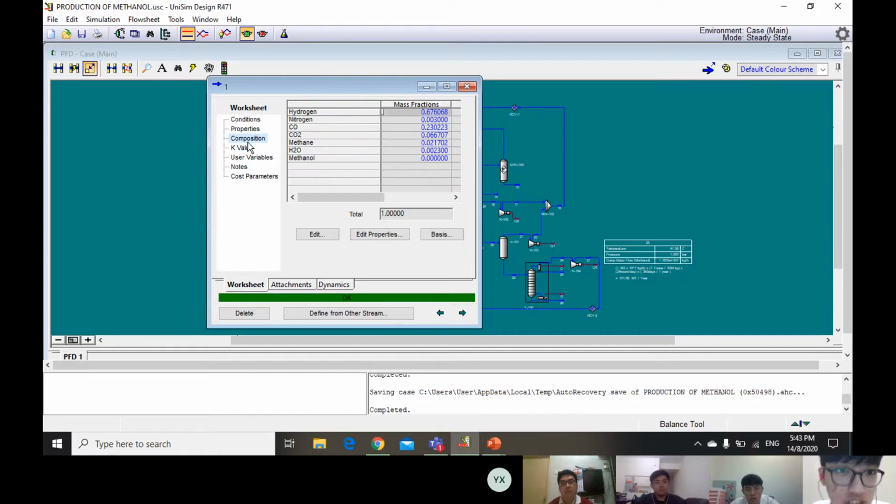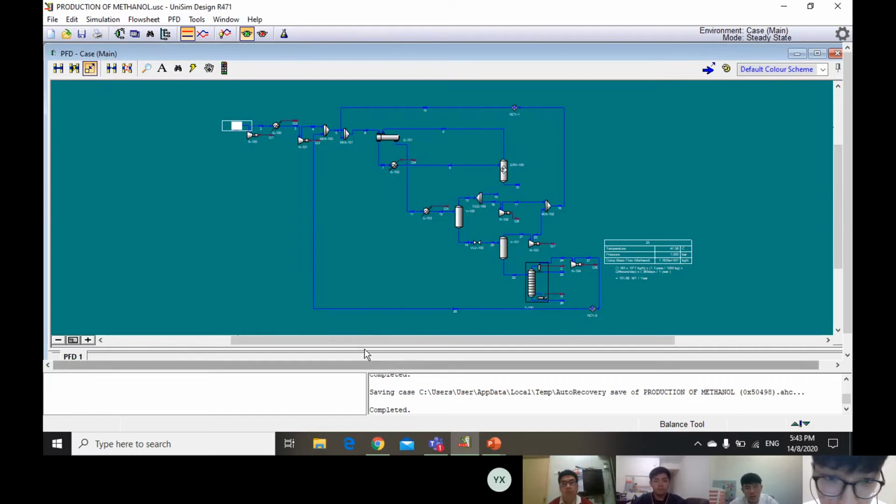The composition for the inlet stream: hydrogen is 0.676, nitrogen 0.003, carbon monoxide 0.23, carbon dioxide 0.066, methane 0.021, and water 0.0023.